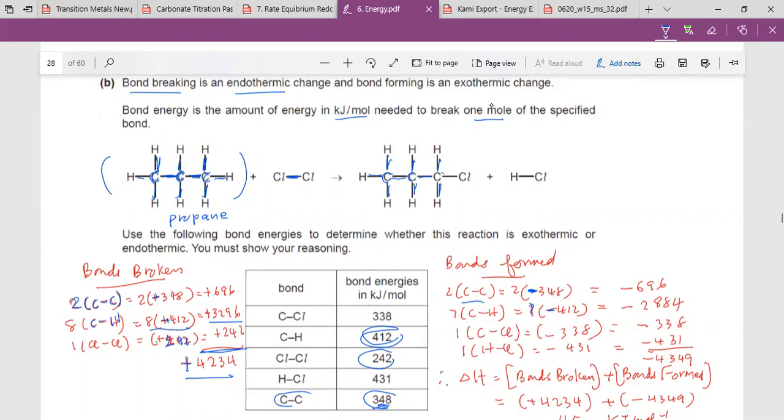What other bond? C-Cl bond. How many? 1 here. How much is the C-Cl bond? 338, negative, because bonds are formed. Lastly, here also there is an H-Cl bond formed. The H-Cl bond is 431, so it's negative. I put it all here and I found it is minus 4349.